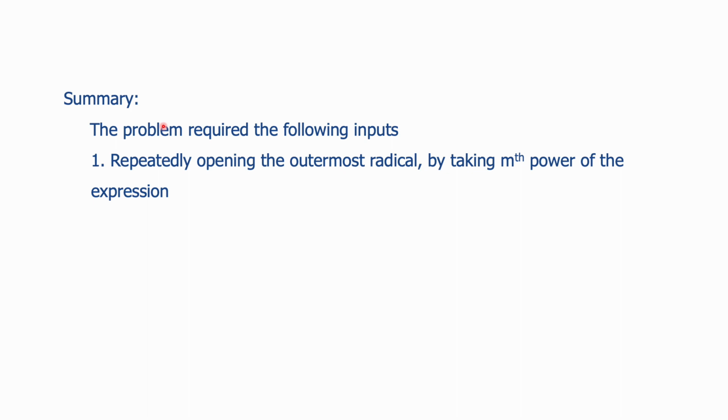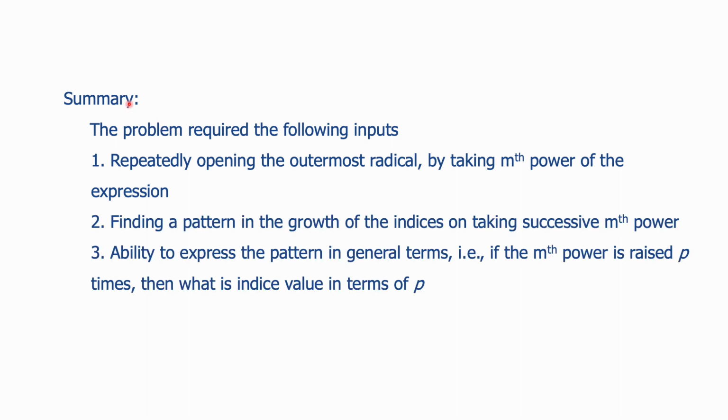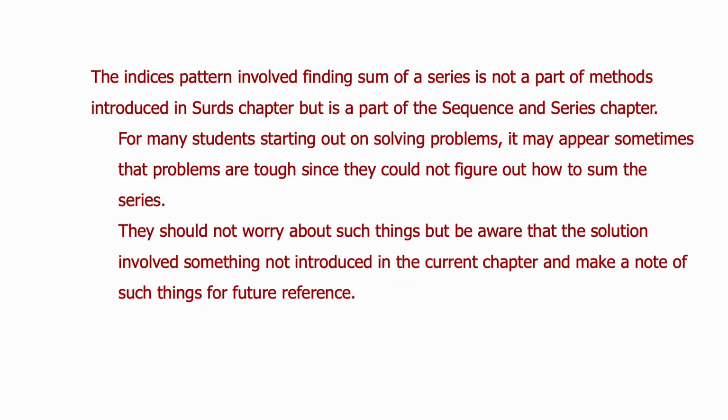To summarize what we have learned, we can say that the problem required the following inputs. The first one is repeatedly opening the outermost radical by taking the mth power of the expression. Second, finding a pattern in the growth of the indices on taking successive mth powers. And third, the ability to express the pattern in general terms, that is, if the mth power is raised p times, then what is the index value in terms of p?